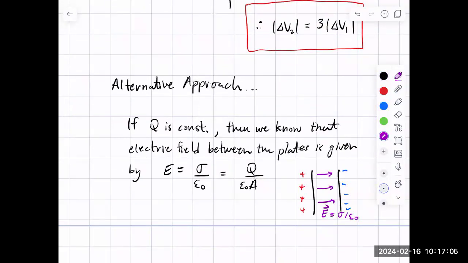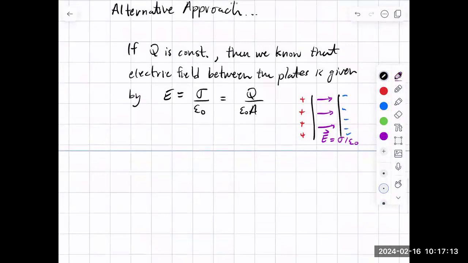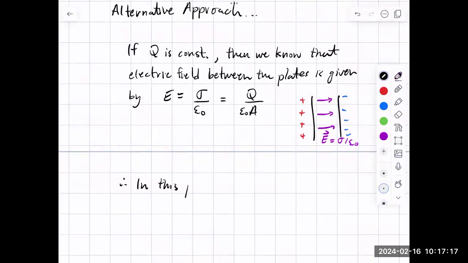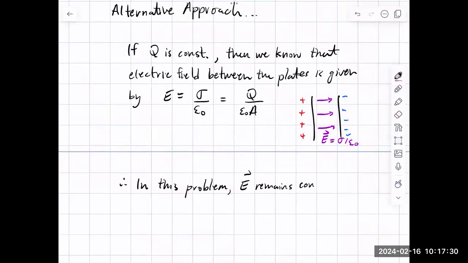So if Q stays constant, then when we separate the plates, nothing happens to the electric field. So therefore, in this problem, E remains constant when the plates are pulled apart.